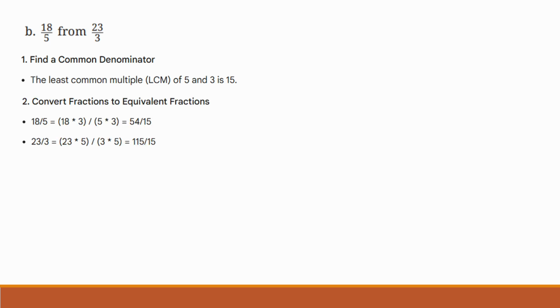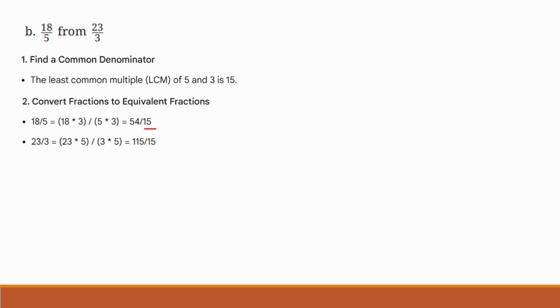18 by 5 from 23 by 3. First, we have to find a common denominator. So, find LCM of 5 and 3. LCM of 5 and 3 is 15. Then convert fractions to equivalent fractions. 18 by 5. We have to convert 18 by 5 into an equivalent fraction such that the denominator is 15.